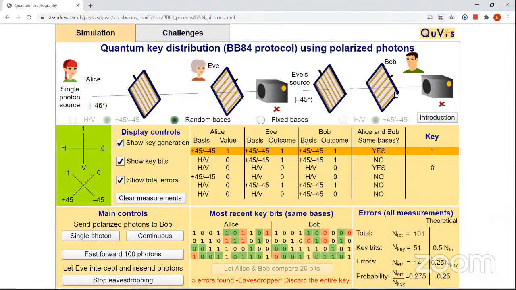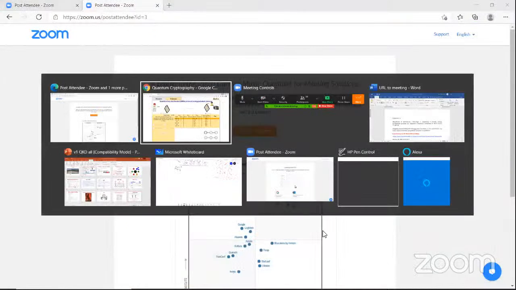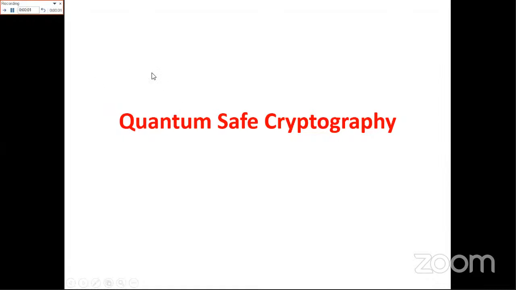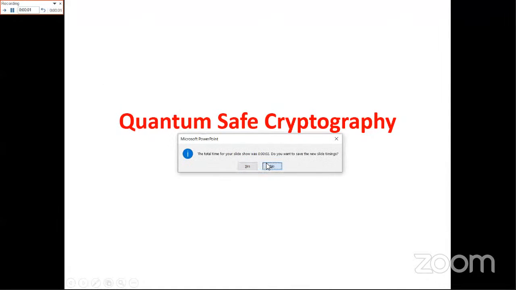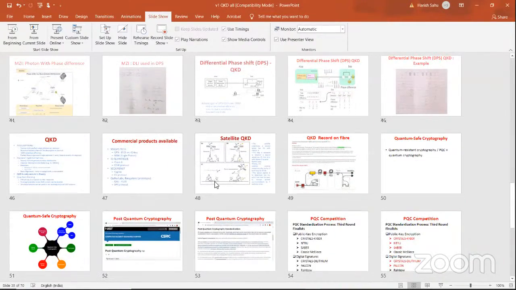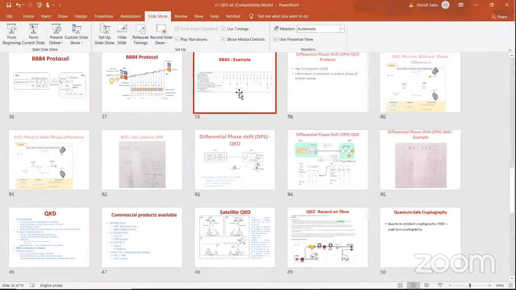You can explore this yourself, and there is a challenge given after this. If you understand this protocol correctly, then you will be able to answer those questions. So you can do this yourself after the session. For the time being, I should finish the presentation. So where was I? I will quickly rush through this.